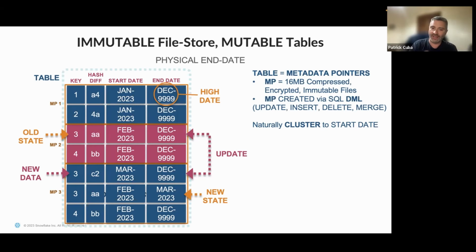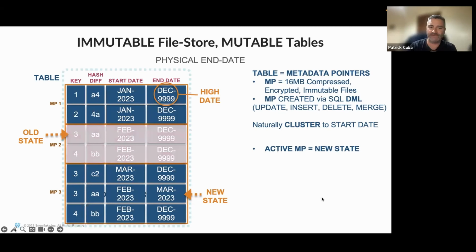But we also copy the old state of the record and update that end date to show that that record's been end dated, right? And what you also notice is for some reason, the ID 4 is also there again. The reason for that is because it's now part of the active micro partitions for that table. So what I mean by that is if you look at the active micro partitions from a metadata standpoint, this is what your table looks like. We've done an update against ID 3, so the record is closed, and there's a high date record, and you can see the ID 4 as well.